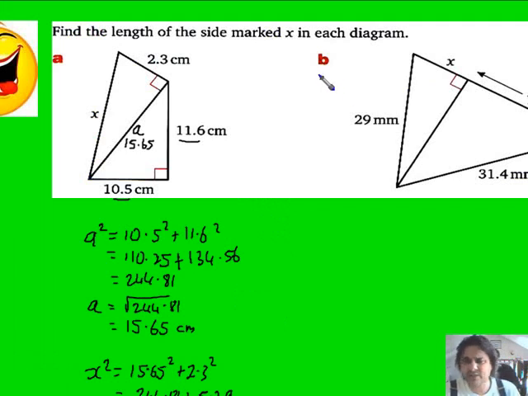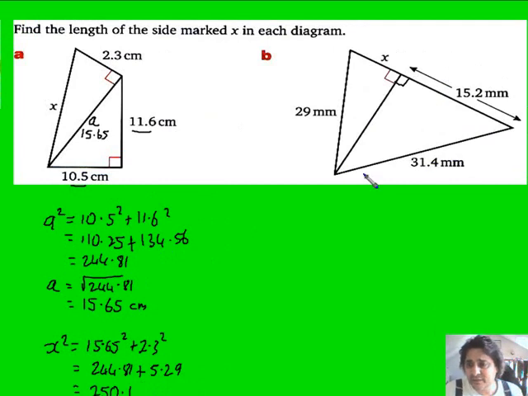Hopefully I've got space to do this as well. I've got to find X. X is the shorter side because 29 is the long side, because it's opposite the right angle. I need to know that length there. Well, if that's a right angle, then so is that. So there's my 90-degree angle. This is the short side I need to work out in order to get X. So the 31.4 has got to be the longest side. This is small, this is small, this is big. Let me call it B.